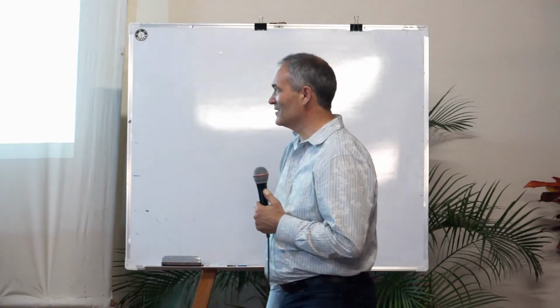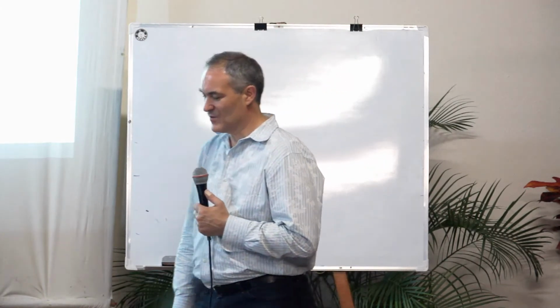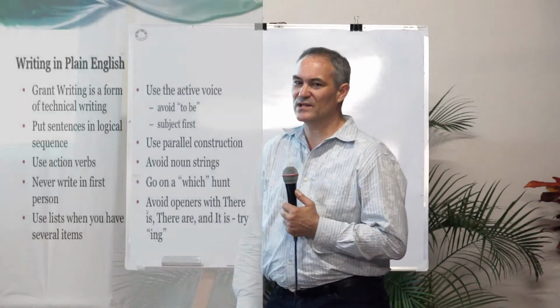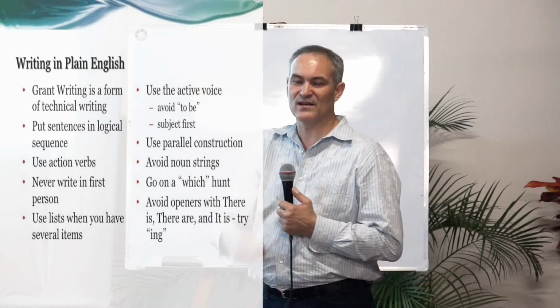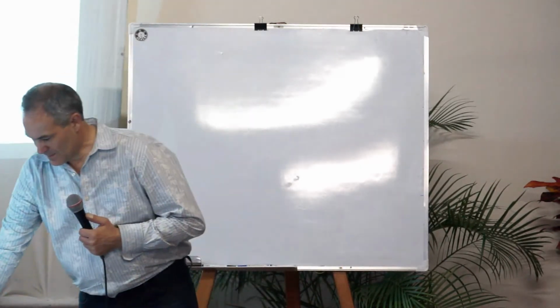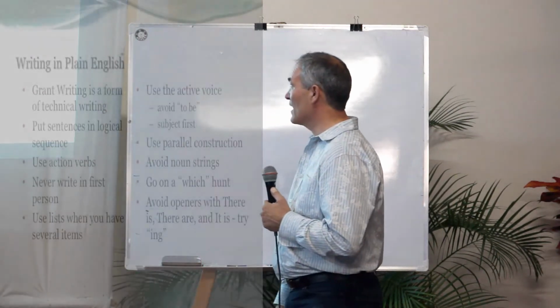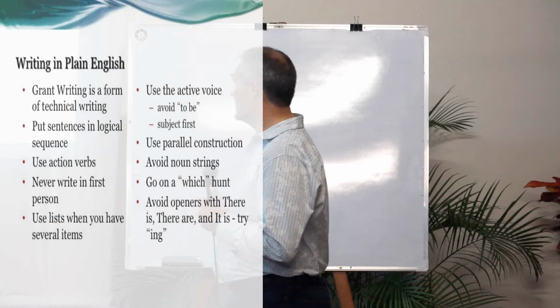But sentences have to be in logical sequence and use the action verbs of what is going to get done. And once again, not written in the first person. And don't be afraid to use lists if you have several things and highlight those lists, because it's going to make it easier for the reviewer to scan that and get those ideas out. And use what we call the active voice. Action verbs, active voice, which means avoid the kind of things such as to be, more active voice, and subjects first.